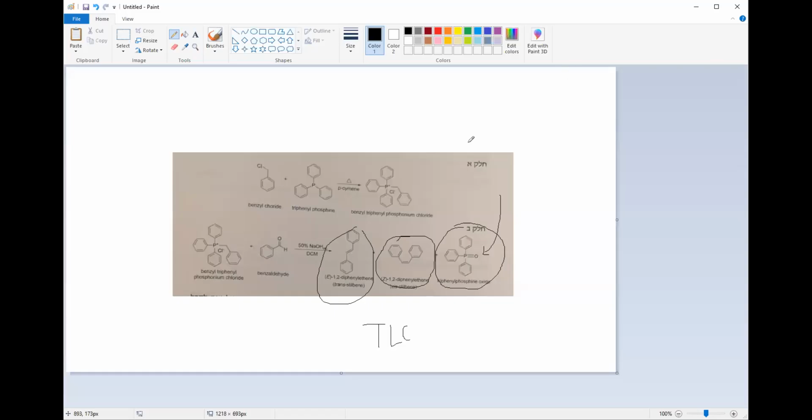Hey everyone, so I wanted to make a video to explain the difference in polarity between the trans and cis isomers of Stilbene, however you want to pronounce it. And I'm talking in this video about this specific lab that we did, but it doesn't really matter. But this is the reaction in this lab.